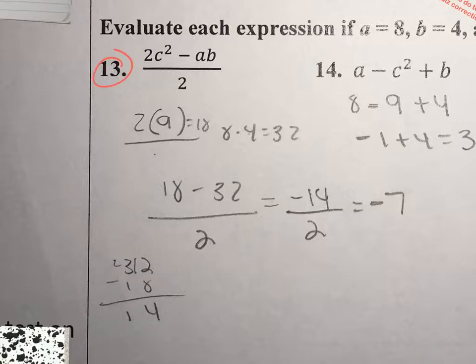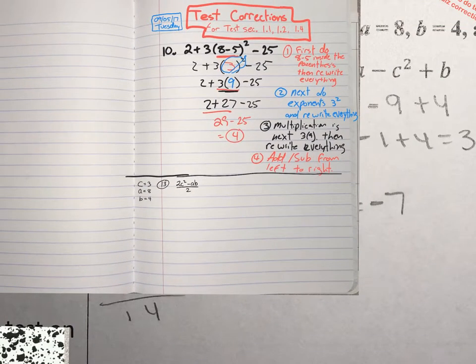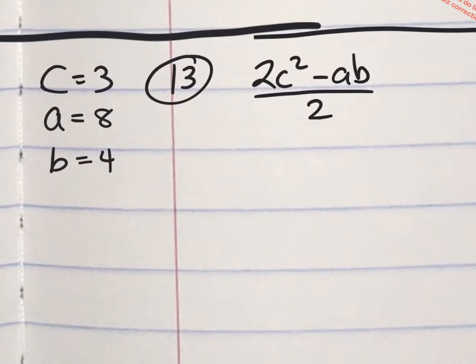But let's pretend she missed number 13. So let's go to the notebook and copy down 13 over again. So here we go, number 13, you go back to your notebook. I separated number 10 from number 13. And this is an evaluation problem, so we have our values that we're going to be plugging in.